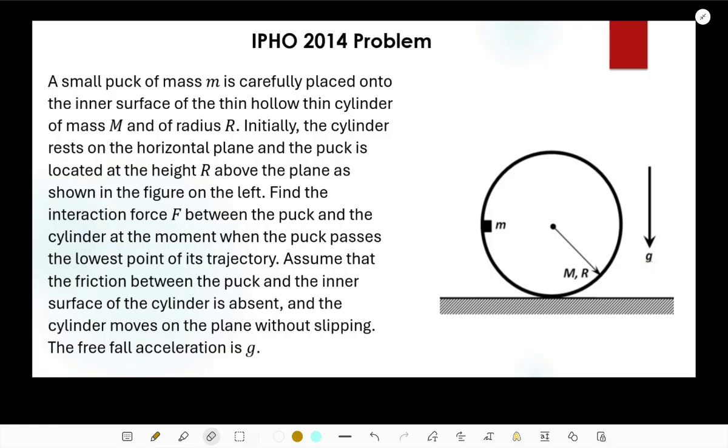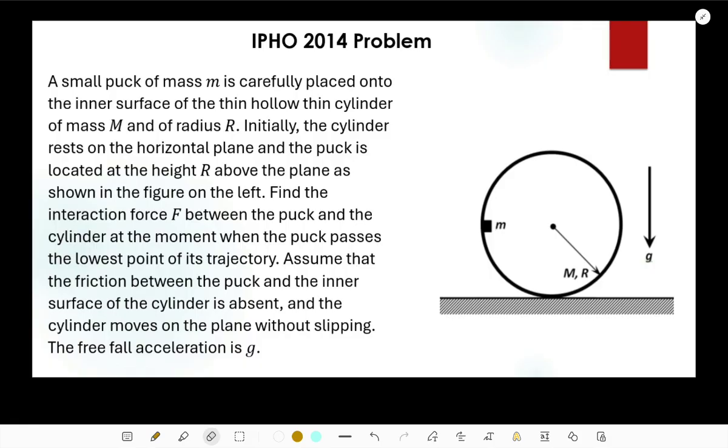The statement of the problem reads: a small puck. That means a small block or something of mass small m is carefully placed onto the inner surface of a hollow thin cylinder of mass capital M and radius capital R. Initially, the cylinder rests on the horizontal plane and the puck is located at the height R above the plane. That means it is occupying a horizontal position right now, as shown in the figure.